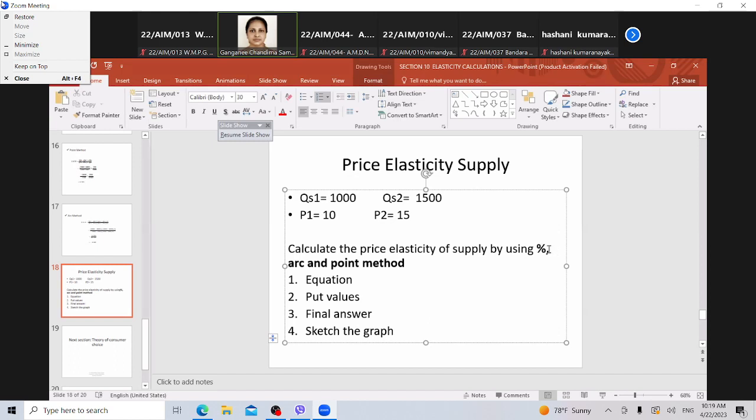First, try to calculate the percentage method. Use these 4 steps and give the answer in the chat box. I'll check.